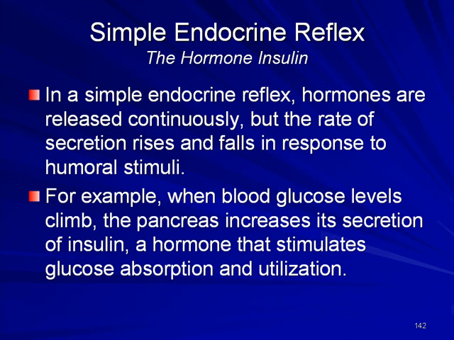Now, the example for the simple endocrine reflex is the hormone insulin. In the simple endocrine reflex, hormones are released continuously, but the rate of secretion may rise or fall in response to the stimuli. So we see blood glucose levels climb. The pancreas secretion of insulin will occur, a hormone that stimulates glucose absorption and utilization.